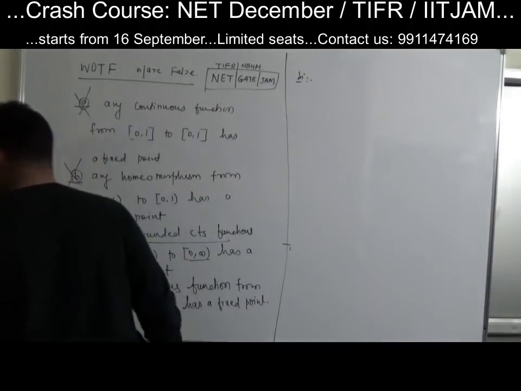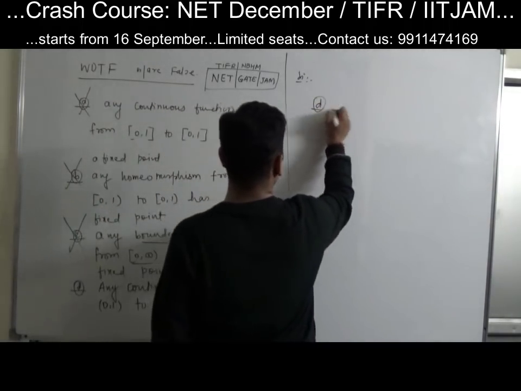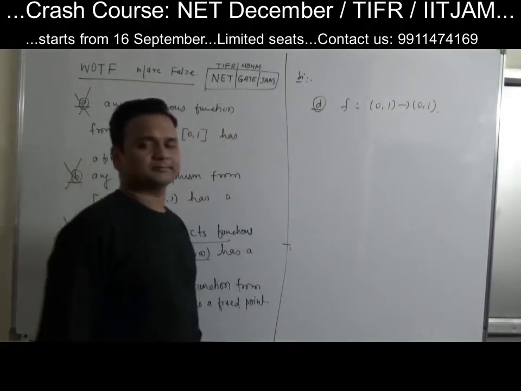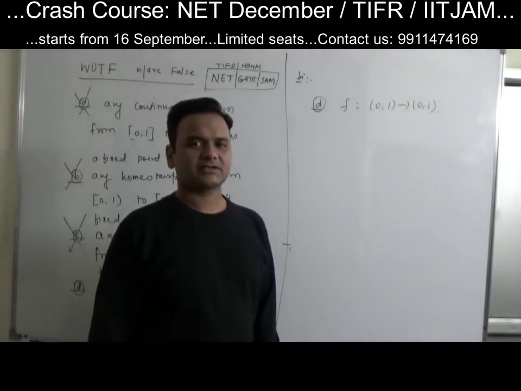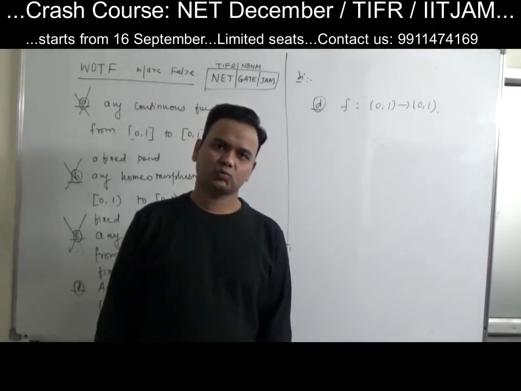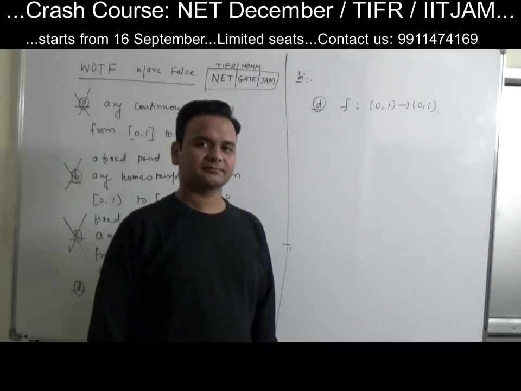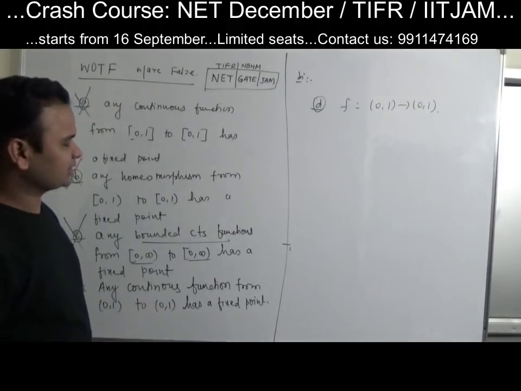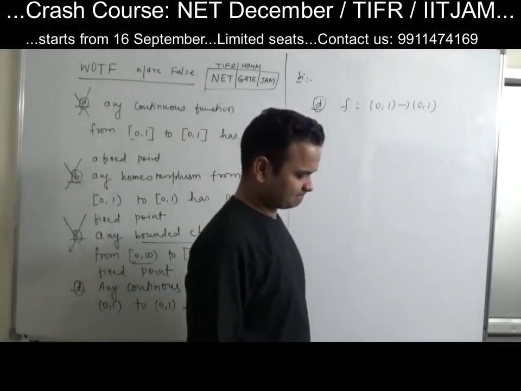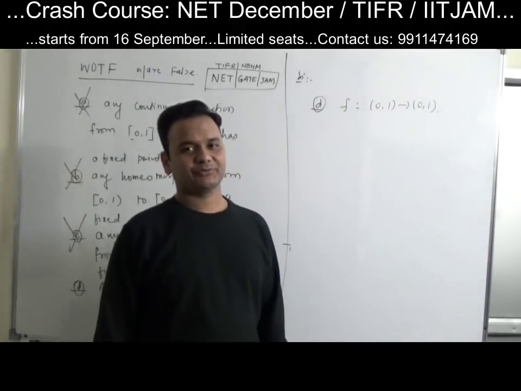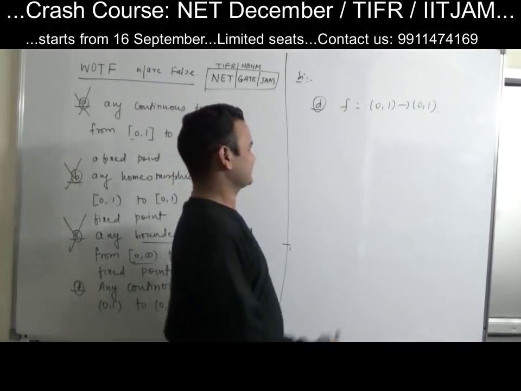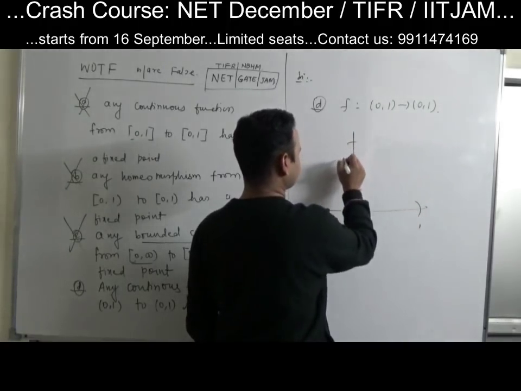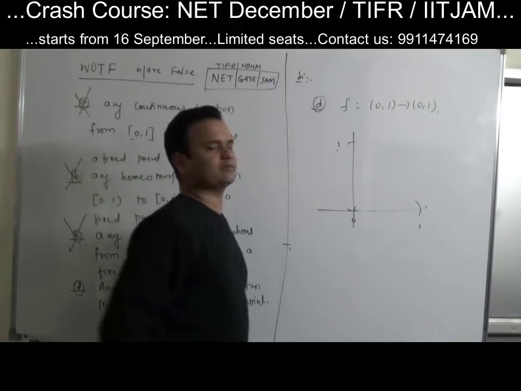So let's try to construct a function from [0, 1] to [0, 1] which has no fixed point. Can you give me a function which has no fixed point? It's my humble request. So you are asking whether any continuous function from [0, 1] to [0, 1] has a fixed point. Well, how can one approach this? It's very easy. Draw some graph, 0 to 1. I'm looking for a function here which has no fixed point.